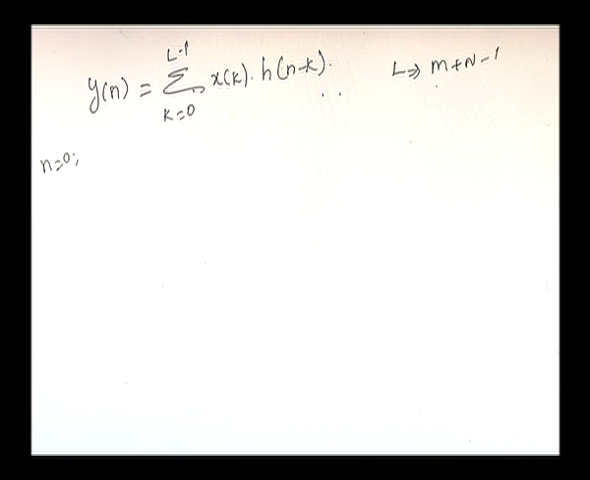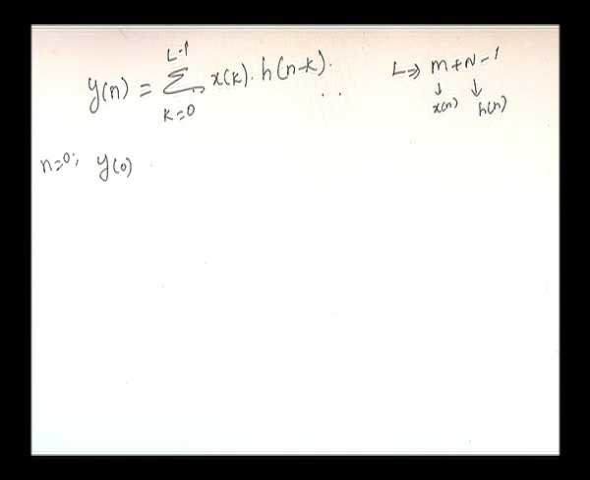So, y of n is equal to summation of k equal to 0 to L minus 1, I take it. Then here x of k h of n minus k. Now, we have to substitute the value. How do we find the L value? L is equal to m plus n minus 1. M is the length of x of n, and n is the length of h of n. Okay. Now, substitute n equal to 0, what do you get?